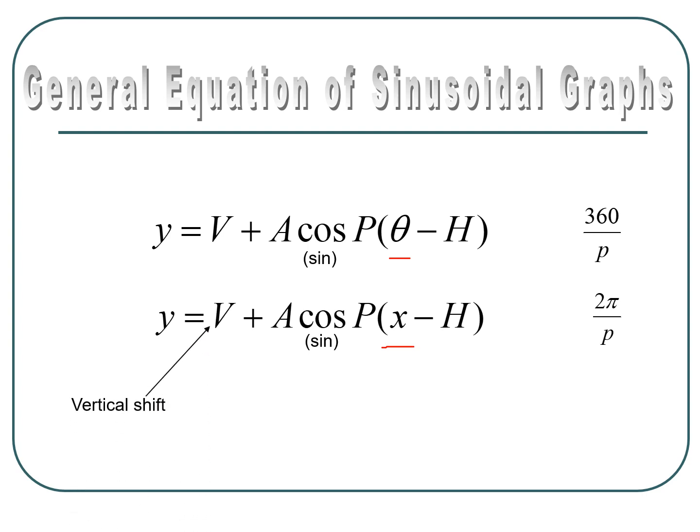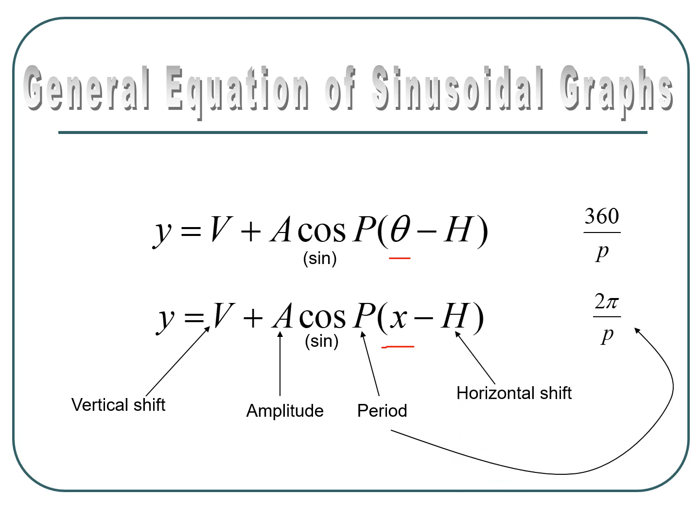The V stands for vertical shift. That's just how much the graph goes up or down. The A stands for the amplitude. That's how fat the waves are. Are they going to be big waves or skinny waves? The P is the period. That's one cycle of the graph. It's related to the 2 pi over P. We'll look at that in a little bit. And then the H is the horizontal shift, how much the graph shifts left or right.